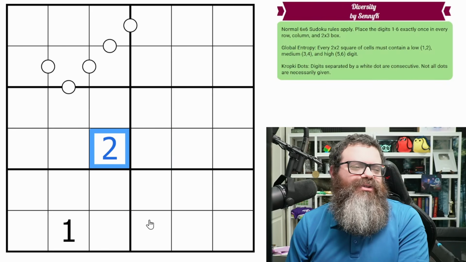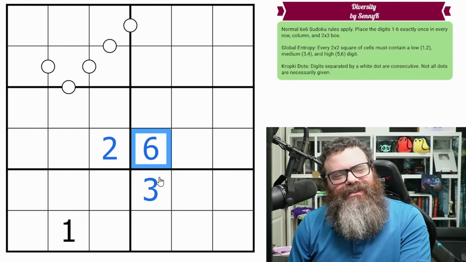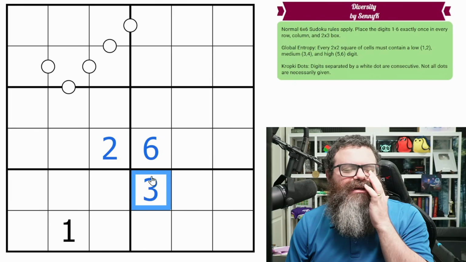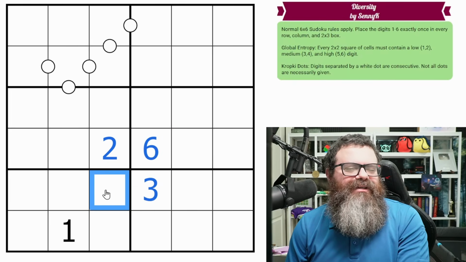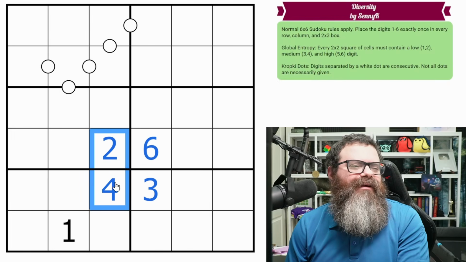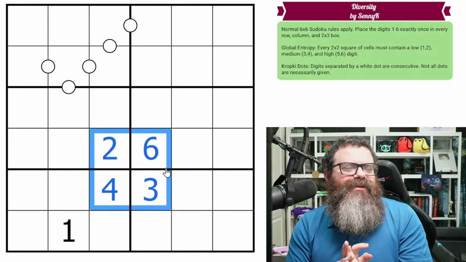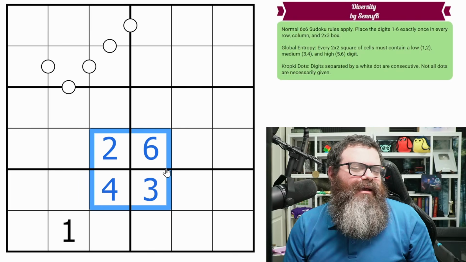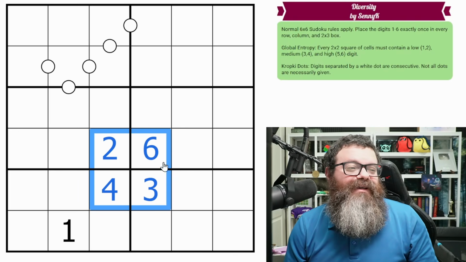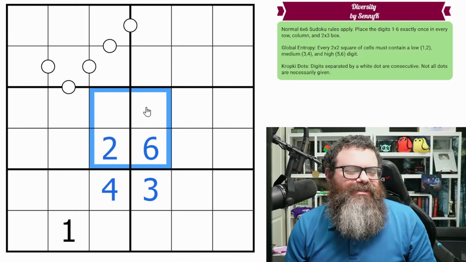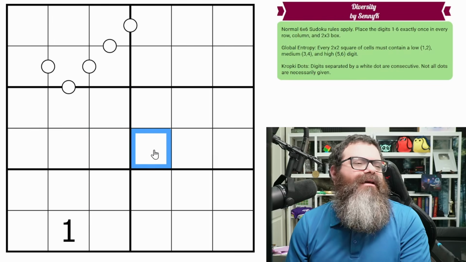So this could be like 2, 3, 6. And so that's our low, that's our medium, that's our high for this 2x2. This could be anything. It could be a 5, it could be a 4. It's gonna be a repeat, obviously, because we only have 3 groups. But there's only gonna be one repeat. Anyway, you must have at least one of each. And so then this also has one of each. This also has one of each. Builds out.